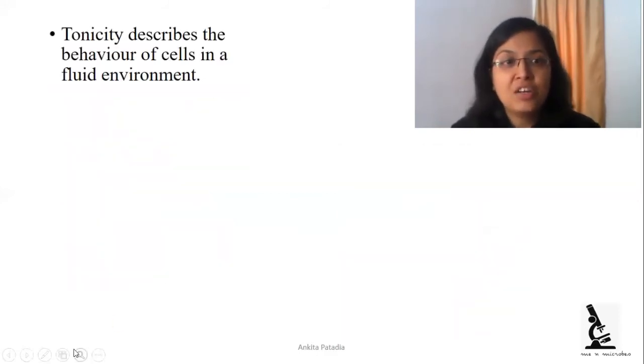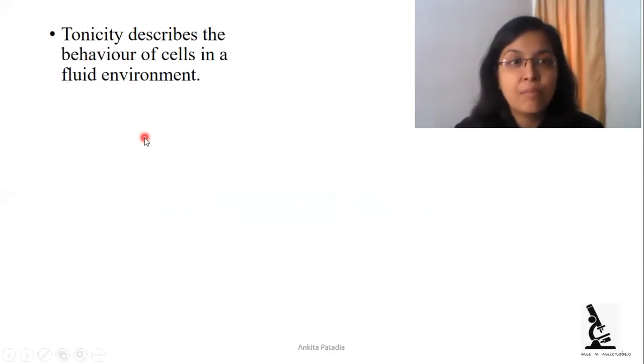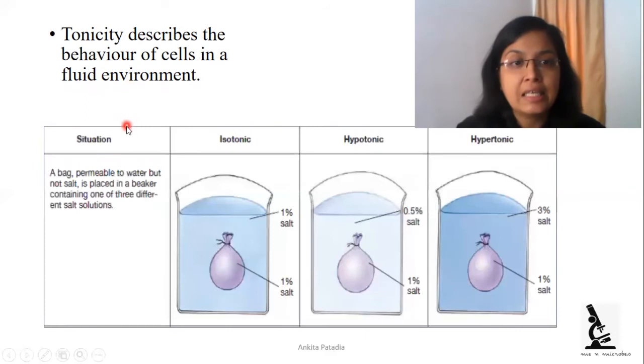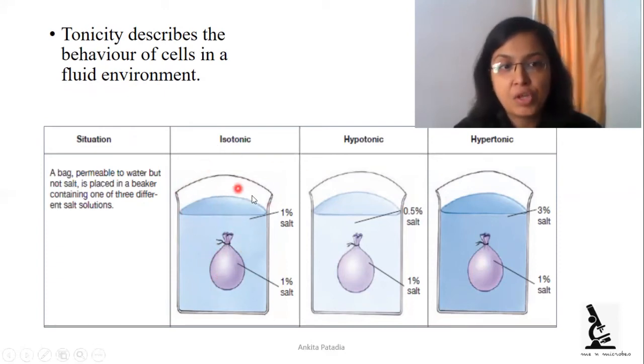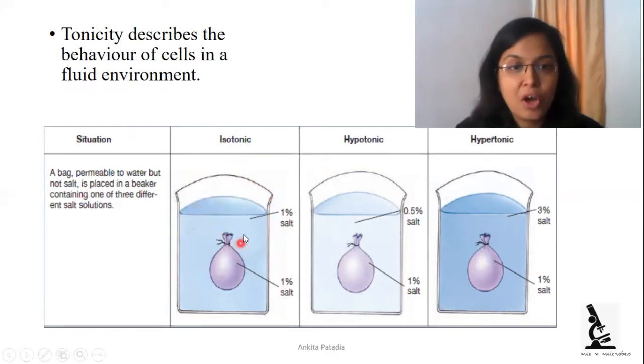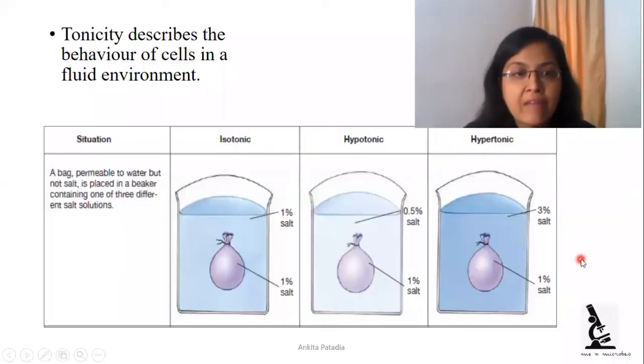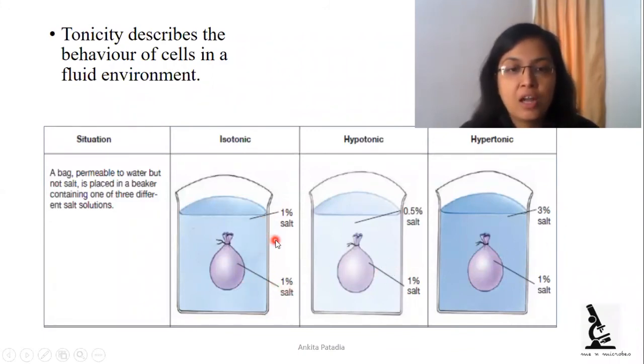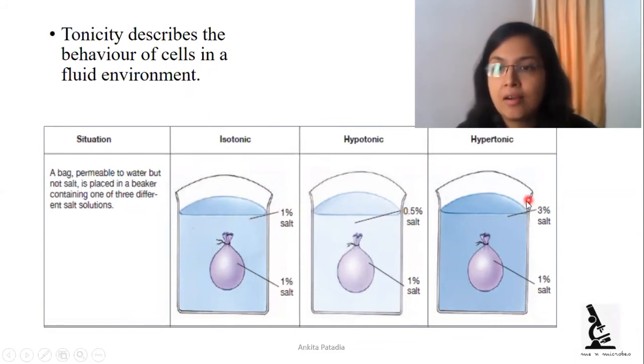Now, osmotic pressure is very well described by tonicity. We can see how the water molecules come inside the cell. The example is of a balloon and beakers having different solutions. This is the balloon, having a permeable membrane. We can see that here 3 beakers are there, having different solvent and solute concentrations. Here 1% salt concentration, weight by volume, here 0.5% salt concentration, and here 3% salt concentration.